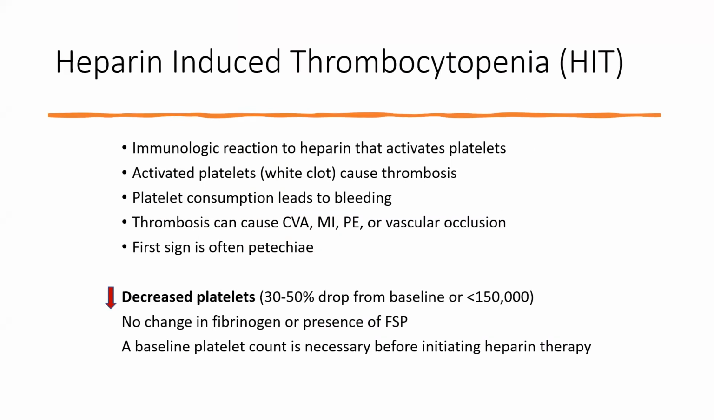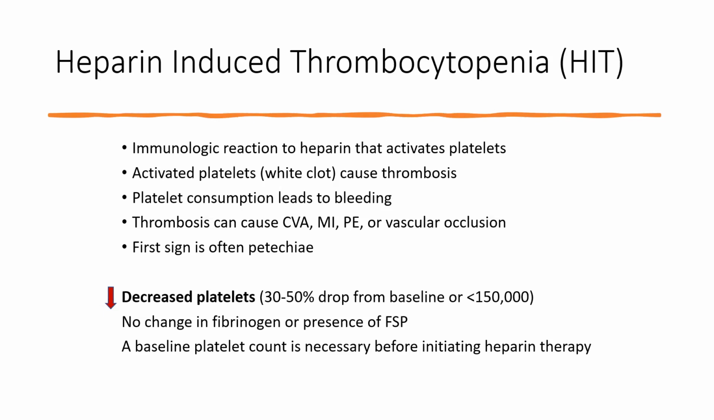Moving on to heparin-induced thrombocytopenia, that is an immunologic reaction to heparin that activates platelet aggregation. Those activated platelets are going to cause thrombosis. We call that a white clot when it's platelet kind of only. This clot formation is going to lead to platelet consumption, which ultimately, similarly to clotting factor consumption, is going to lead to bleeding. These thromboses that occur when the platelets aggregate can cause CVA, an MI, PE, or really any sort of other vascular thrombosis or embolism. And often with HIT, the first sign is petechia.